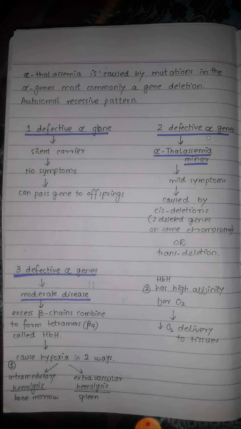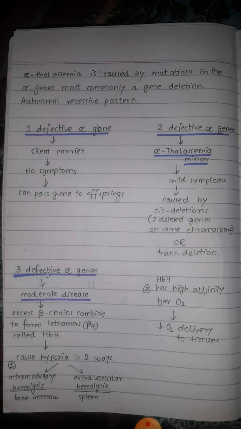Next, if 2 alpha genes are defective, these 2 alpha genes are deleted. There may be trans deletion or there may be cis deletion. Cis deletion means that 2 genes are deleted from the same chromosome, and trans deletion means that one gene is deleted from the maternal chromosome and the second one is deleted from the paternal chromosome. So such a person, who has 2 alpha genes deleted, will have mild symptoms. Then we have 3 alpha genes defective.